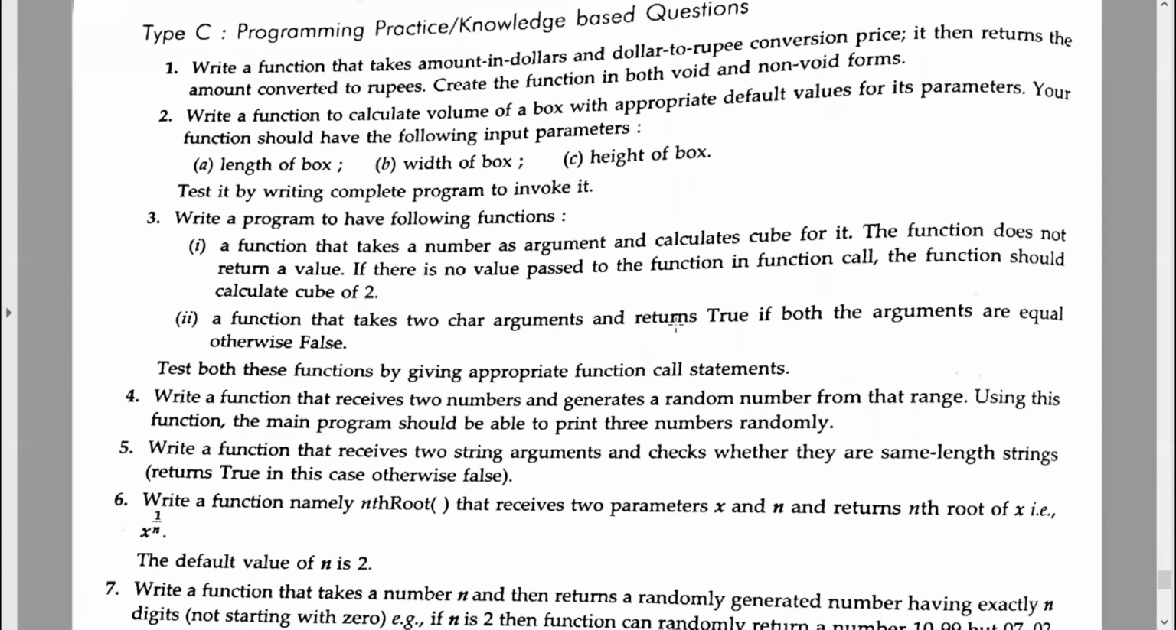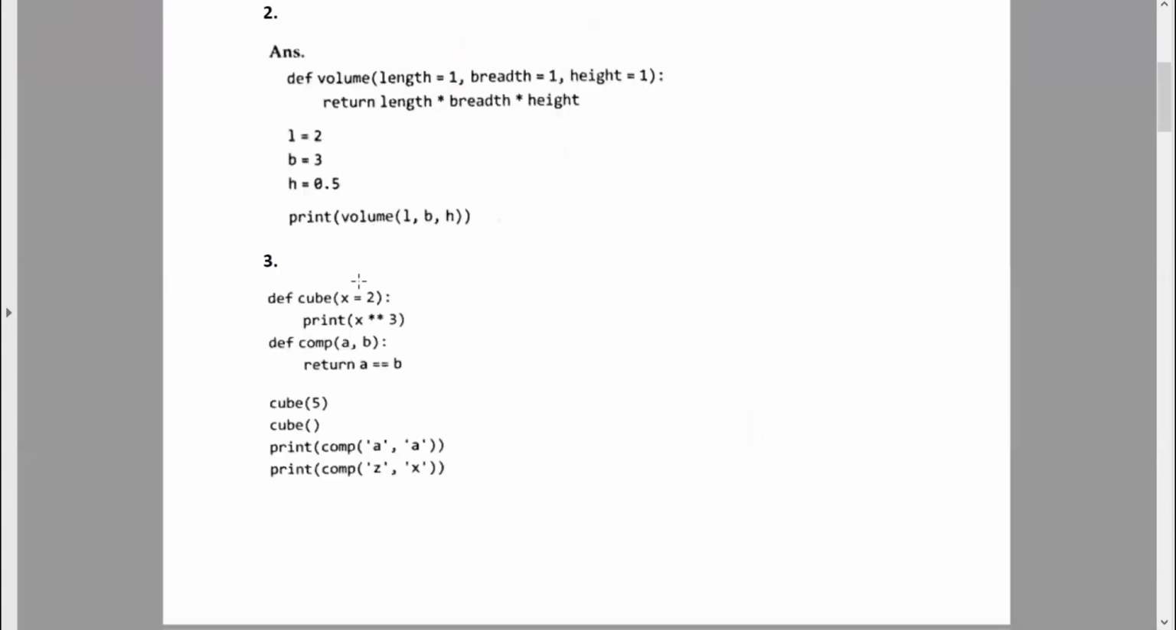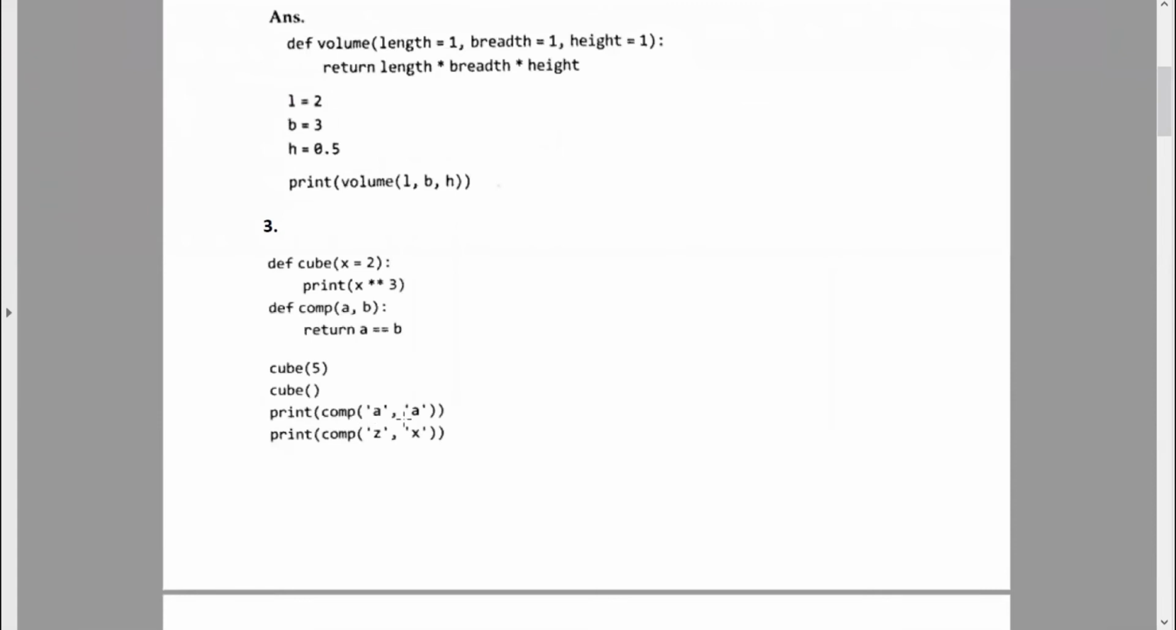A function that takes two character arguments and returns true if both the arguments are equal, otherwise false. Two character arguments must be passed as arguments to the function, and if they are equal, it has to return true. So how to write the answer? By returning, if A is equal to B, it has to return true. If it is not, it is going to return false. So I'm passing two characters here, which are passed as parameters to the function. And when I'm passing them here, it is going to check whether the two arguments are equal. If they are equal, it is going to print true. Otherwise, if it is not equal, it will be printing false.